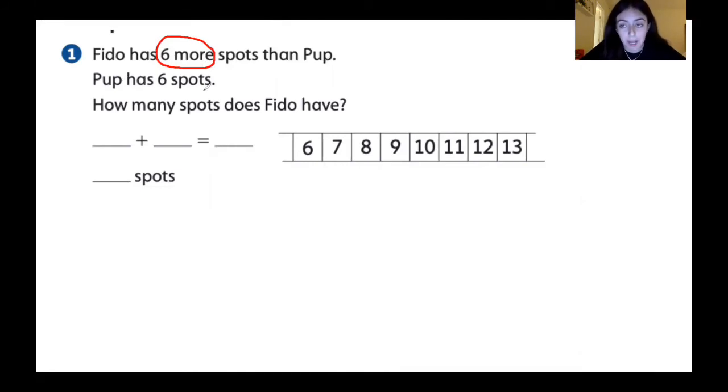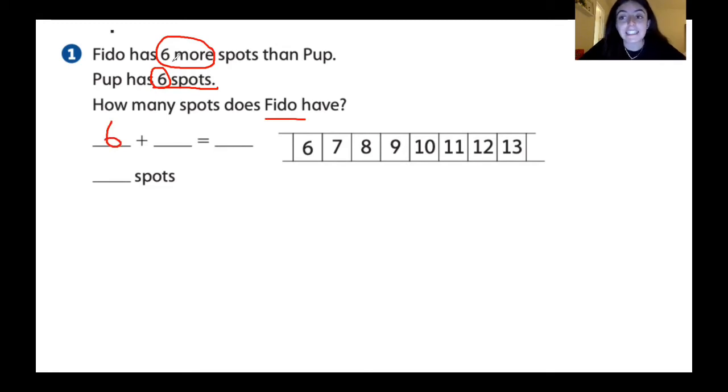Pup has 6 spots. So we know that Pup has 6 spots, so that's our other important information. Fido has 6 more than Pup. So how can we solve this problem? Do we know how many Fido has? No. But we know he has 6 more than Pup. And Pup only has 6.